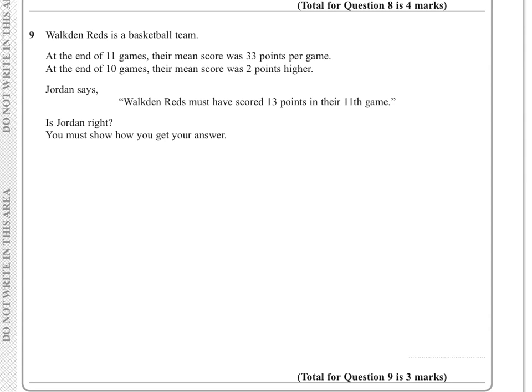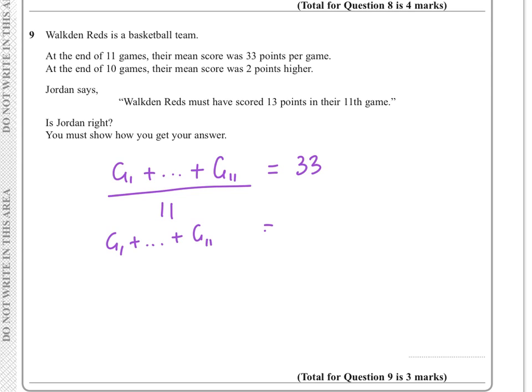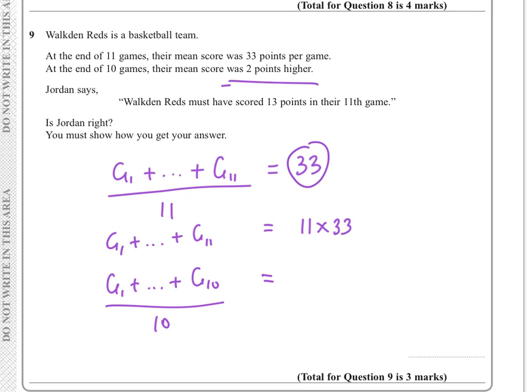It says, at the end of 11 games, the mean score. So the way I imagine it is that I'll have the games here from game 1 to game 11, and I'll divide by 11 and I'll get 33, because that's how you get the mean. And so I can work out that the games added together would be 11 times 33. How did I get that? Well, I just multiplied both sides by 11. And then at the end of 10 games, if I had just 10 games here, divide that by 10 to find the mean, it says the mean was 2 points higher. So that would give me a mean on this side of 35.